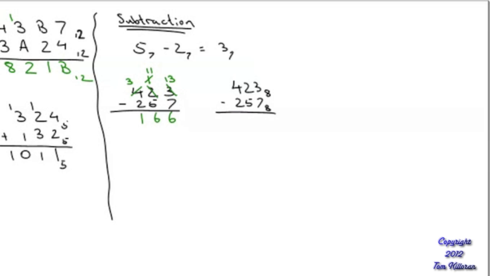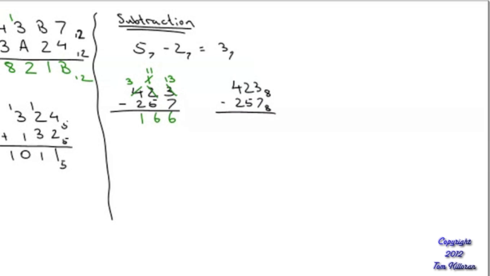Question number 1. Are these the same values? No. One's in base 10 and the other one is in base 8. Just because they have the same digits means absolutely nothing. Are the answers going to be the same? No. Heck no. So what? I'm going to borrow 8 instead of 10.